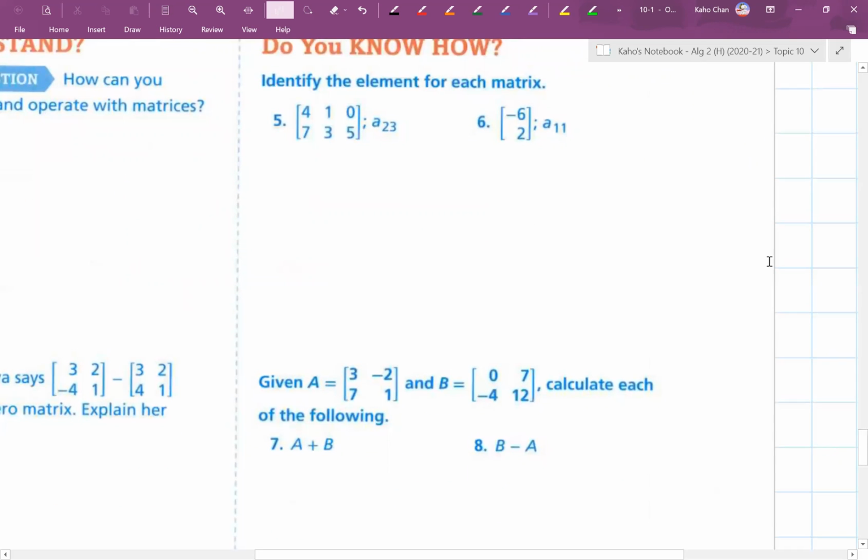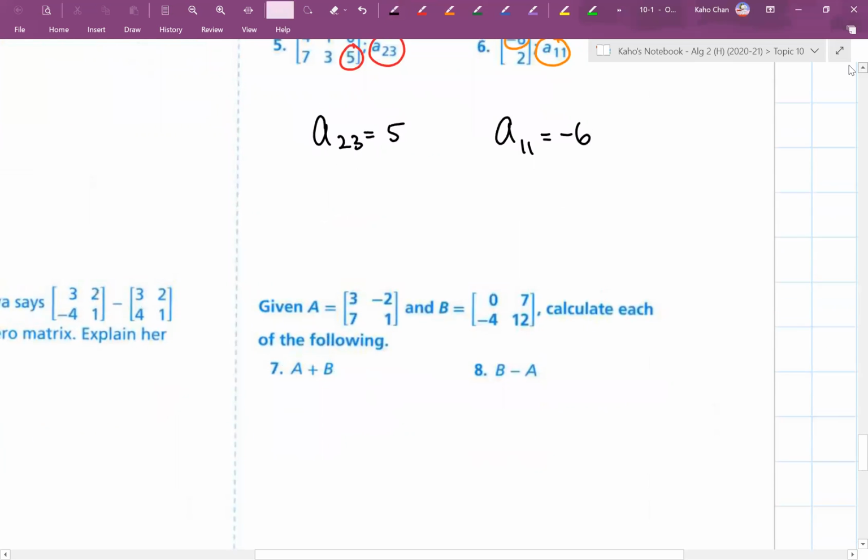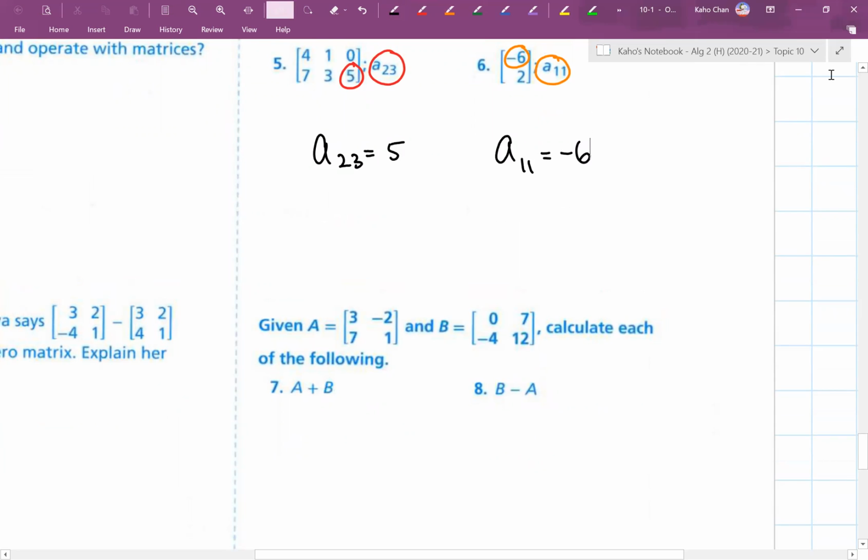Identify the element for each matrix. We are looking for A at row 2, column 3. Ding, ding, there it is. That was pretty easy. How about this one over here? Row 1, column 1. Okay. Not too bad. How about number 7? We're adding 2 matrices together. Fine, fine, fine. Let's do that. We can almost do it in our heads. Try that at your desk mentally and look up when you're done.